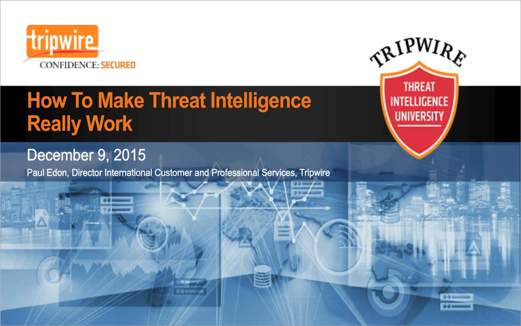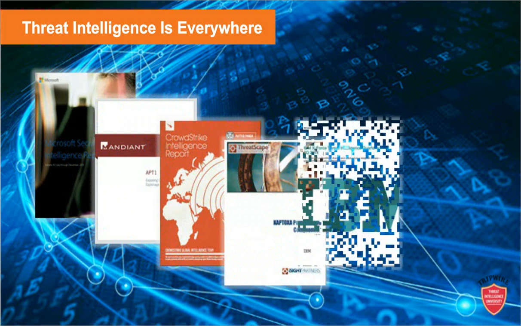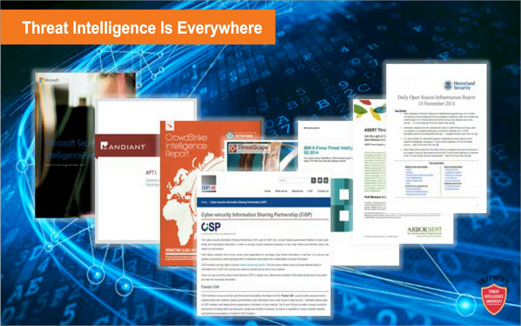So let me kick the presentations off with how to make threat intelligence really work. Over the past few years, I've worked with a number of Tripwire's larger customers around threat detection and the emergence of threat intelligence. Initially, a common starting point for any conversation would be a question somewhere along the lines of, do you have or receive any threat intelligence sources currently? If I asked this question today, people would look at me strangely. Threat intelligence is everywhere. Almost every organization will have multiple sources of inbound threat intelligence.